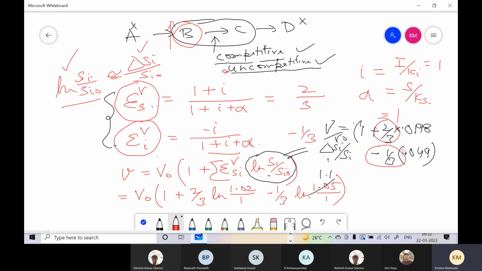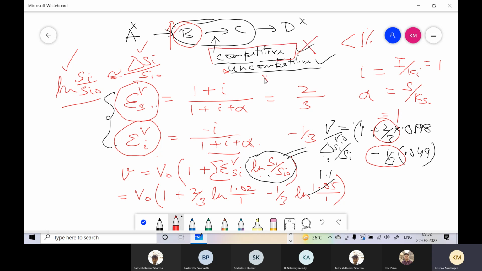And that is what I wanted you to demonstrate. That you will see that 2 by 3 into 0.0198 and 1 minus 1 by 3 into 0.049, and the velocity has not reduced at all. So maybe it is less than 1%. So really the purpose of this question has been lost because of people not doing it. But the purpose is to prove that competitive inhibition is a bad inhibition.